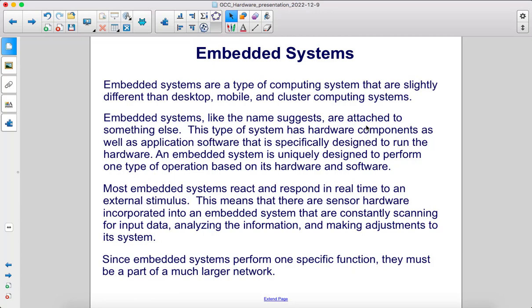Most embedded systems react and respond in real time to an external stimulus. This means that there are sensor hardware incorporated into an embedded system that are constantly scanning for input data, analyzing the information, and making adjustments to its system. Since embedded systems perform one specific function, they must be a part of a much larger network.